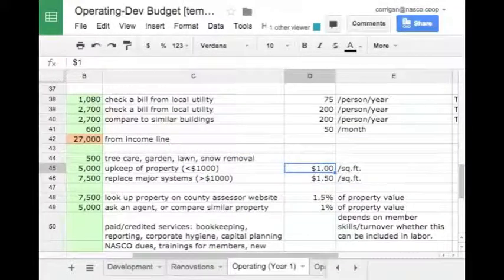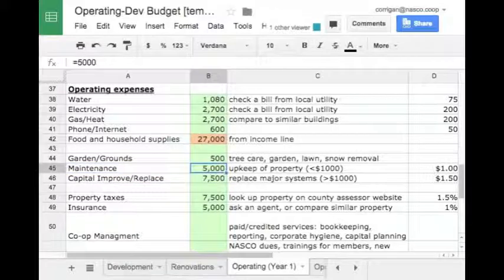Ways to estimate that. If you want to start with a very rough figure, you might go with $1 per square foot of the building, which would give us $5,000. You might be able to get a better estimate by looking at properties of a similar age and size, similar level of finishes that you're trying to maintain, and also what skills are in the co-op, how much work can be done by members versus needing to be contracted out.